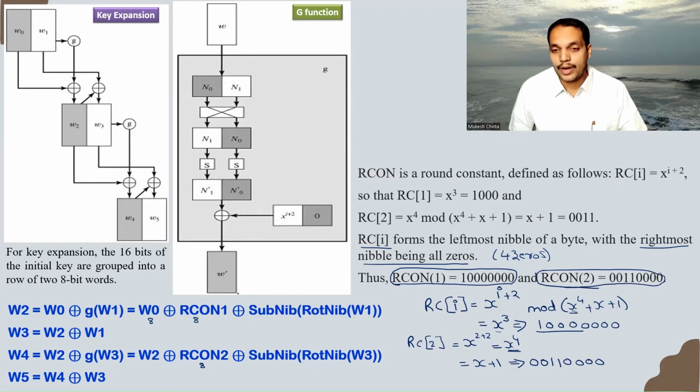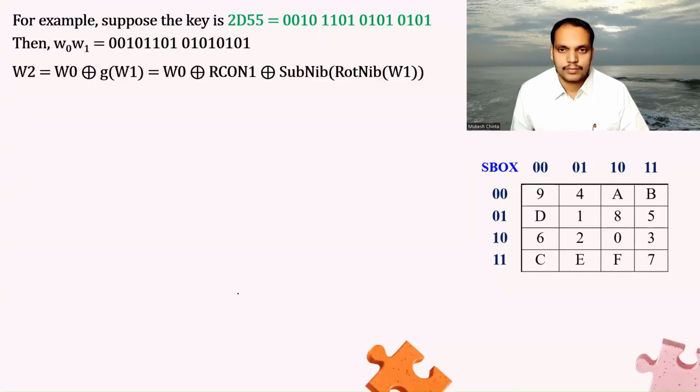So let me show you a numerical example on how to calculate this. Let us suppose that the key is 2D55. This is written in hexadecimal, so let me write it in binary. 2 is 0010. D is 1101. 5 is 0101. And again we have 5, so 0101. This is my 16-bit key which I selected.